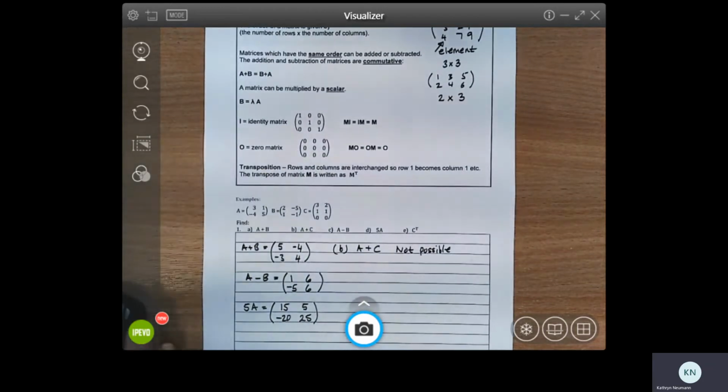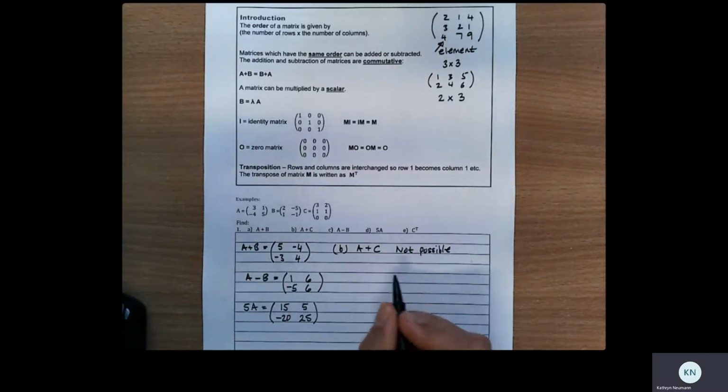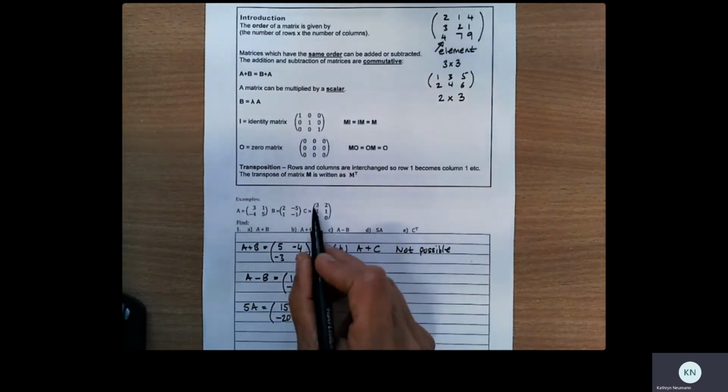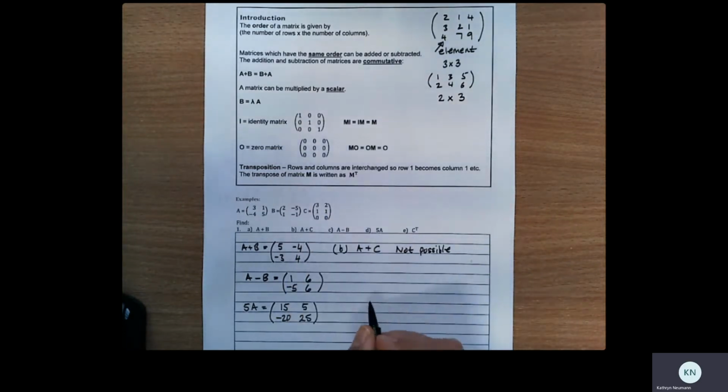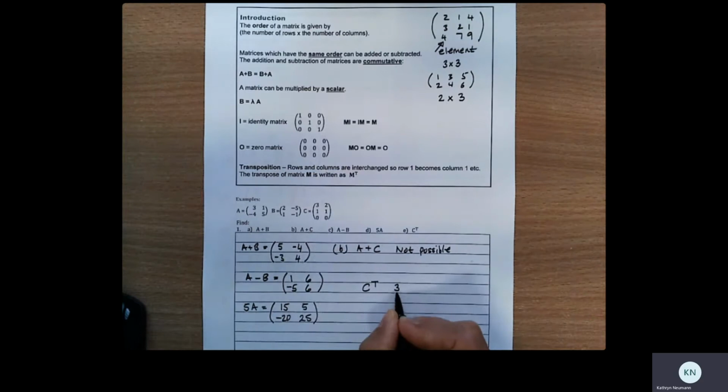The last question here says to find the transpose of C. So let's just look at that. We've got the matrix C here, and that's got 3 rows and 2 columns. So when we transpose the matrix, C transpose is going to have 2 rows and 3 columns, but you just take each row and write it as a column.